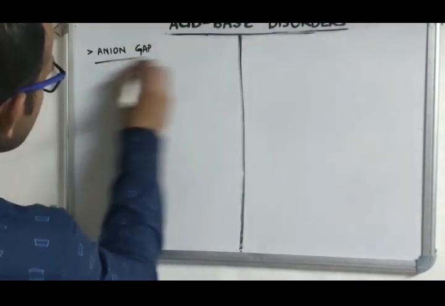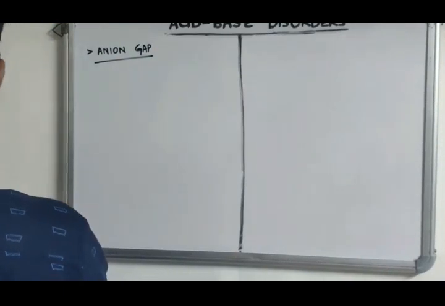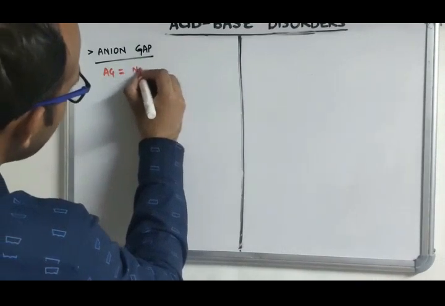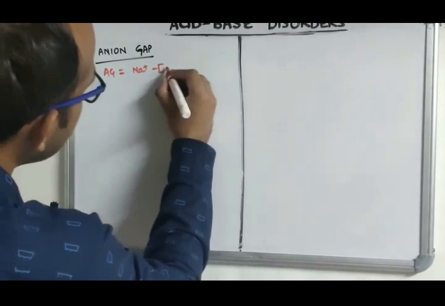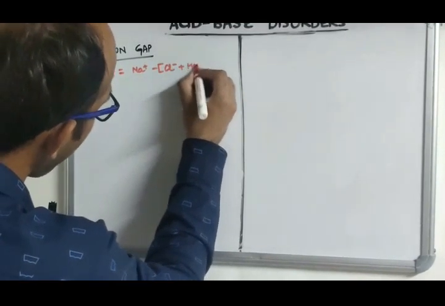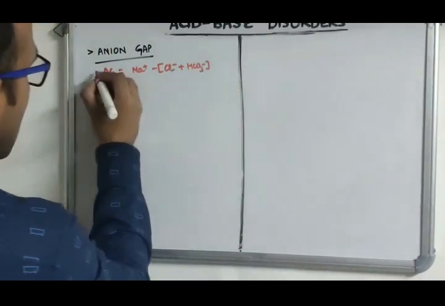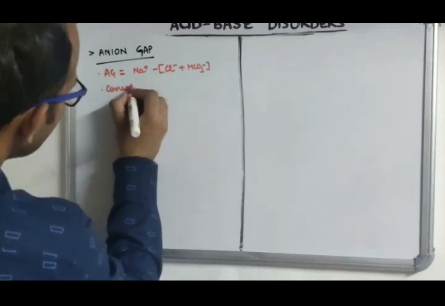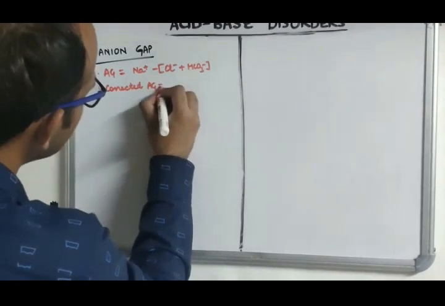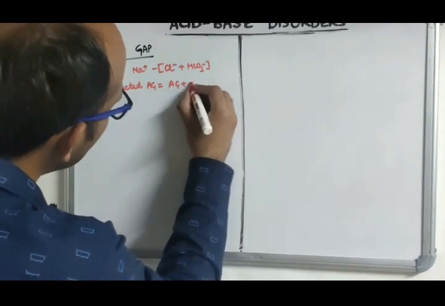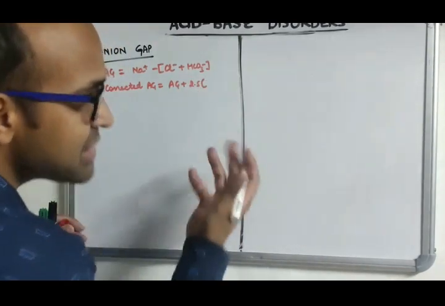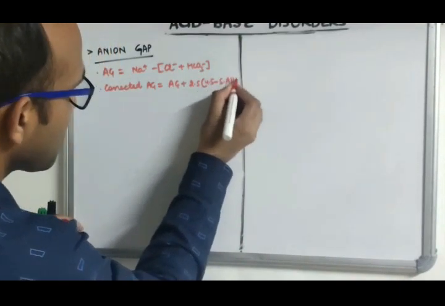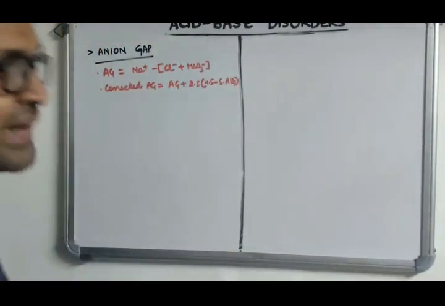So anion gap is given by the equation sodium minus chloride plus bicarbonate. And if I say what is corrected anion gap, so corrected anion gap is equal to anion gap plus 2.5 multiplied by normal serum albumin, that is 4.5, minus actual serum albumin.